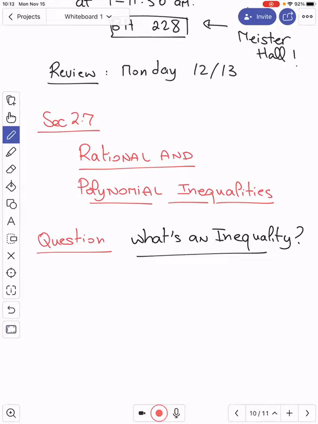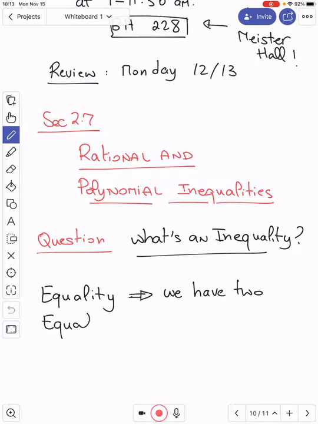Well, first, when I say equality, of course, equality means that two expressions are equal, right? It means that we have two equal expressions.